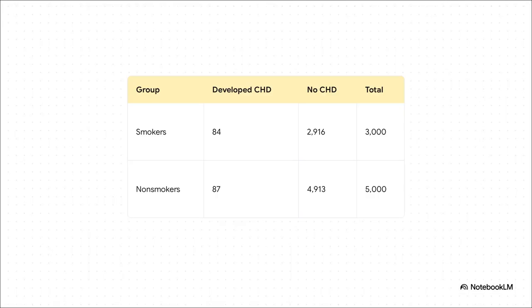Let's look at an example. So we start with 3,000 smokers and 5,000 non-smokers, all healthy. We follow them. At the end, 84 smokers have developed heart disease and 87 non-smokers have. Now, your first instinct might be to say 84 and 87, that's basically the same number. But wait, the group sizes are totally different. We have to look at the rate. For smokers, that's 84 out of 3,000. For non-smokers, it's 87 out of a much bigger group, 5,000. When you calculate that, the smokers' rate is way higher. And that difference is the whole story.